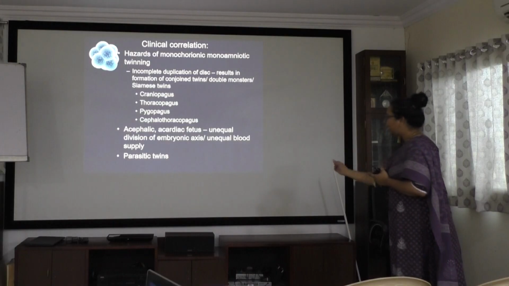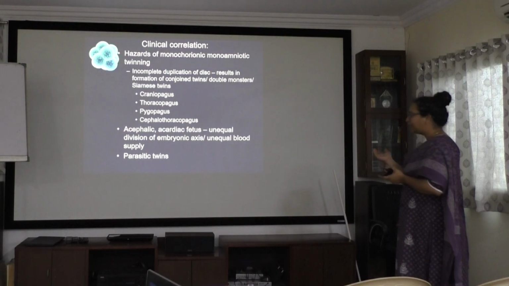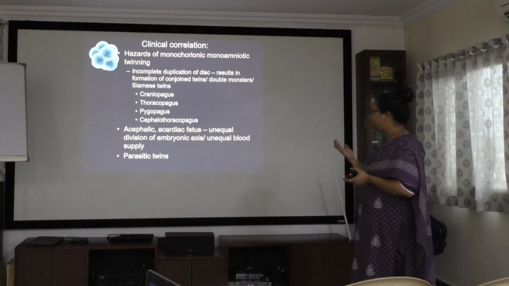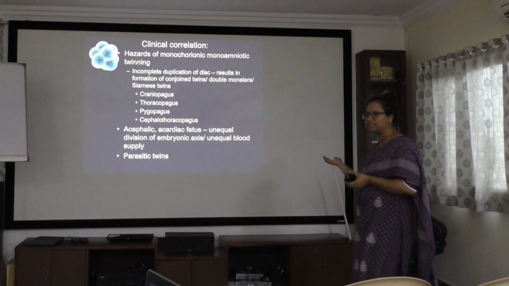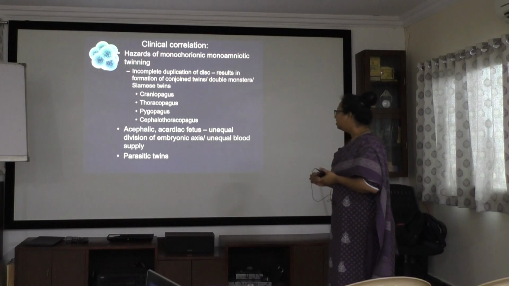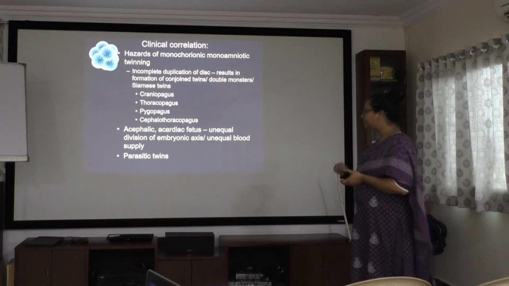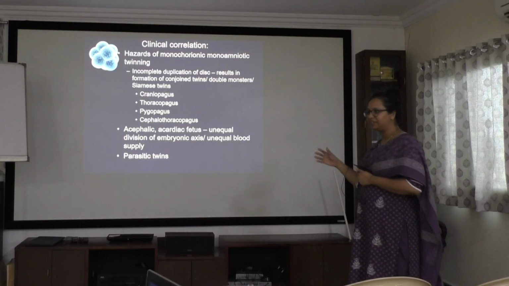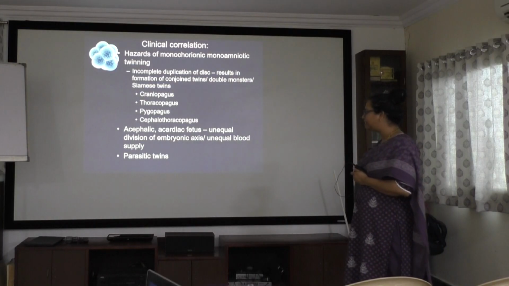The fetus which has the other fetus may have a heart, but it may depend wholly on the other fetus for the blood supply. Then parasitic twins: if a fetus is completely dependent on the other fetus for everything, then a parasitic twin may be there.